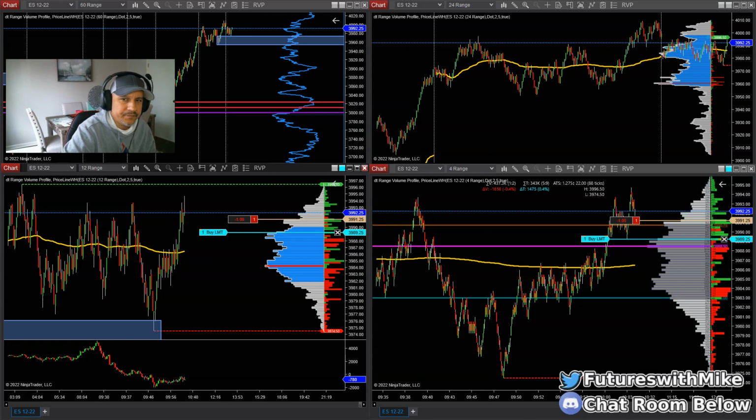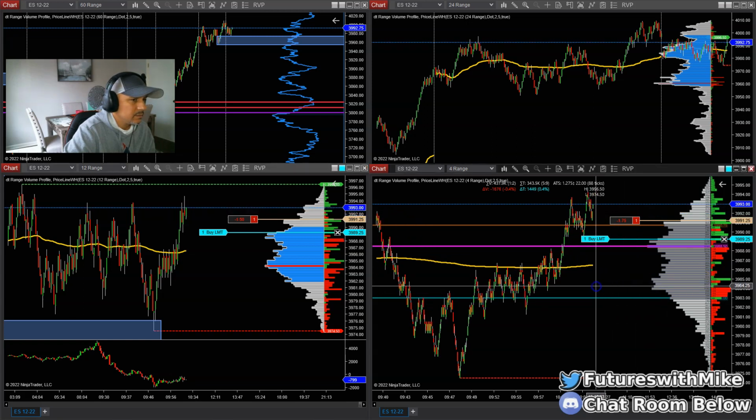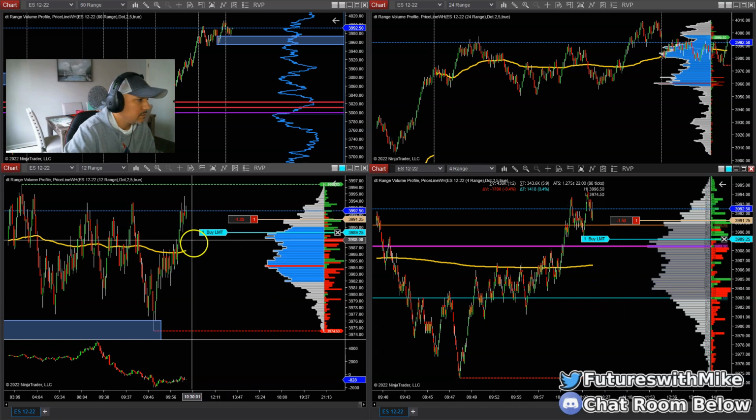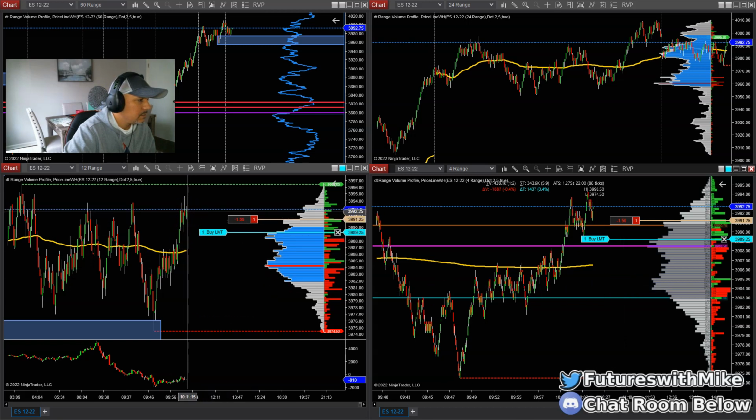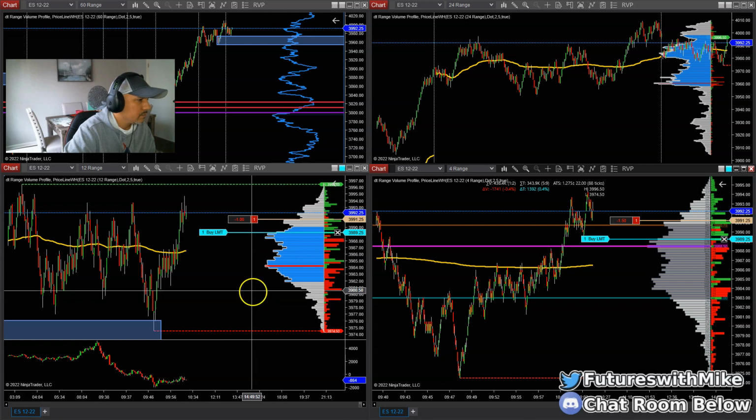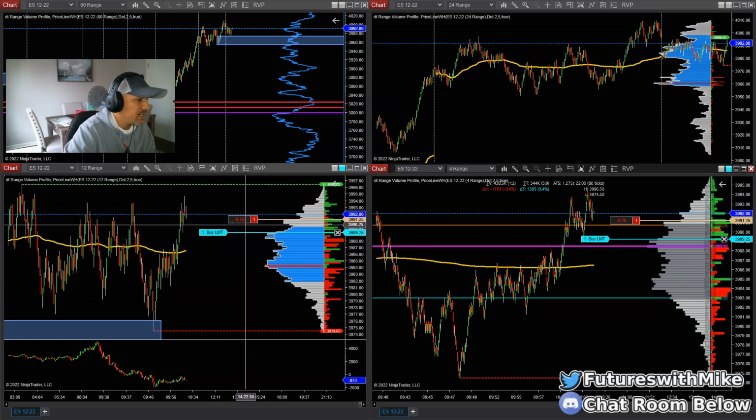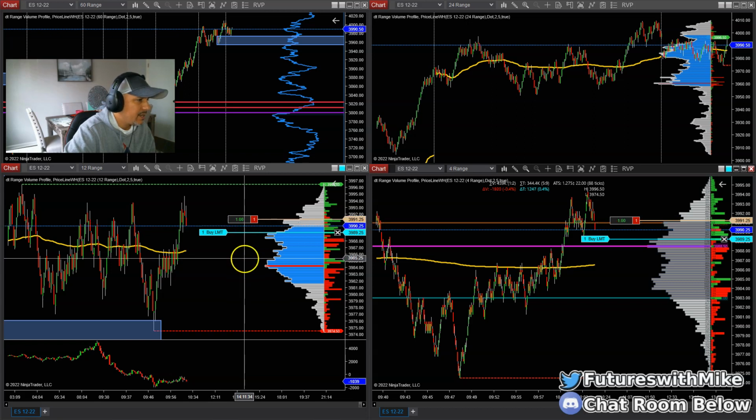Put it right there. Tricky entry because we have the VPOC sitting right below us. I want to see it break below 90 and a quarter, meaning close below it. I think it's going to come back down and test the VPOC at least.